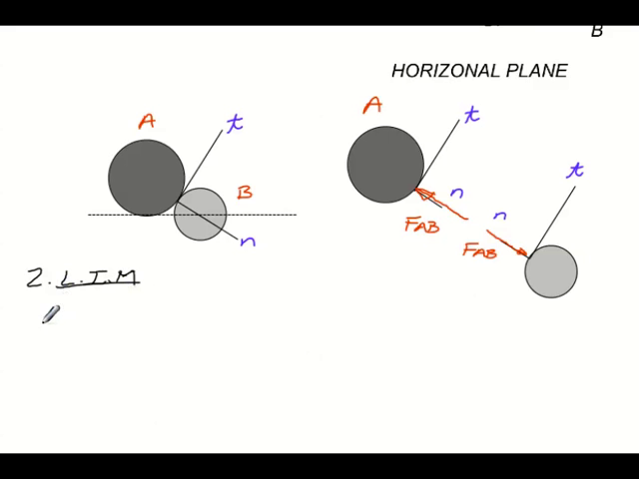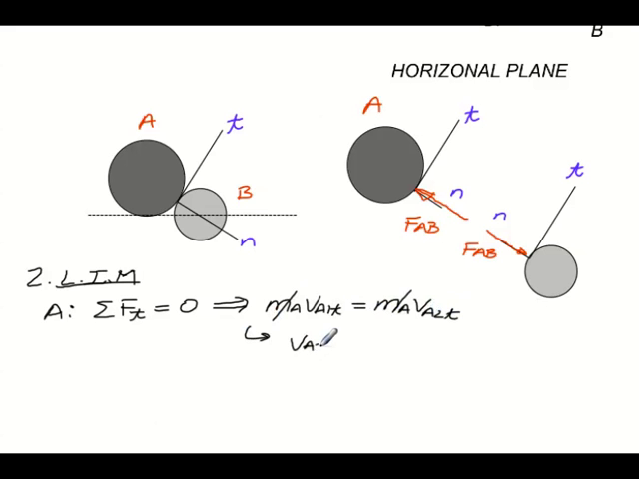So if we look at, let's say, A by itself, the thing that we see is that when we sum forces in the direction T, there are no forces. So what this says is that momentum for A in the tangential direction is conserved during impact. So mA VA1T is equal to mA VA2T. Masses cancel out, of course. So it says then that VA2T is what it was beforehand.